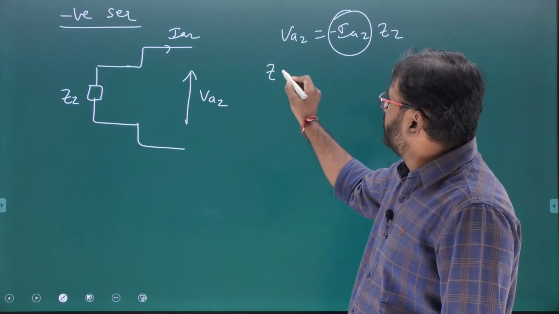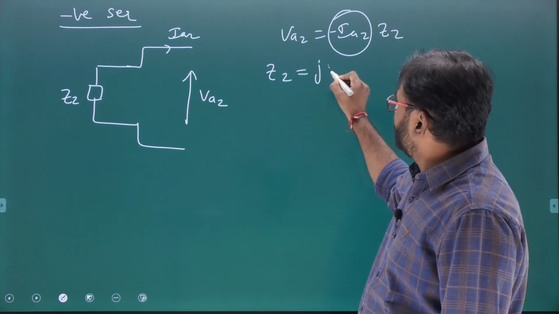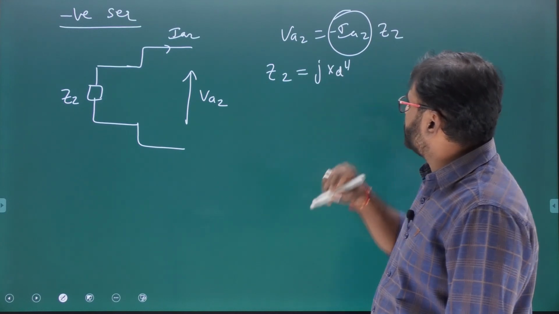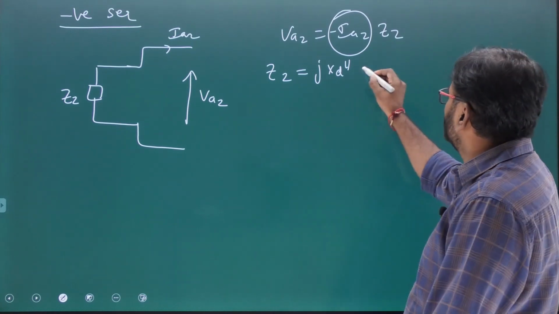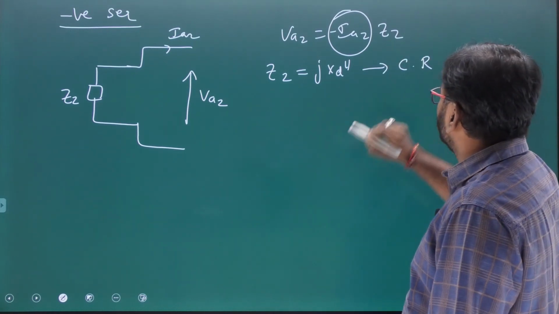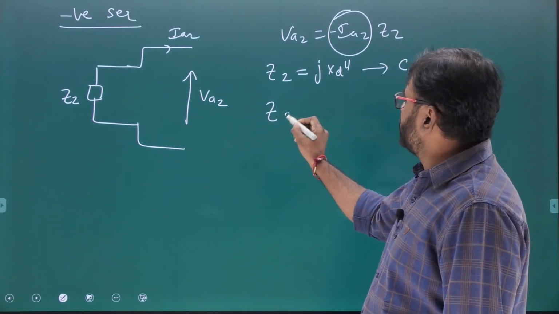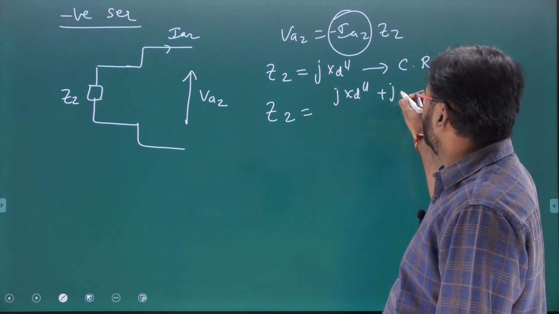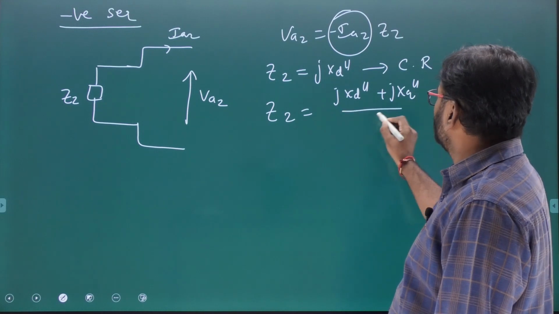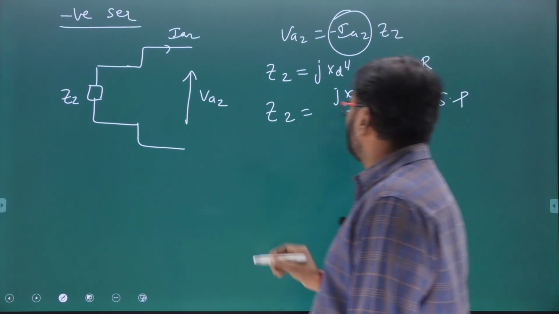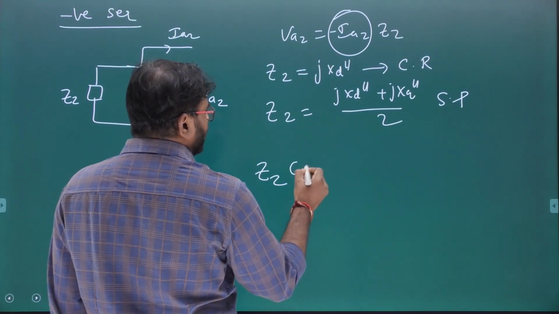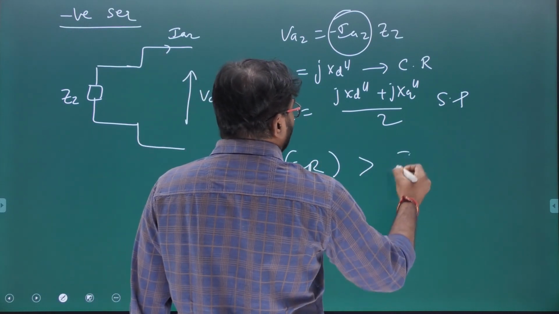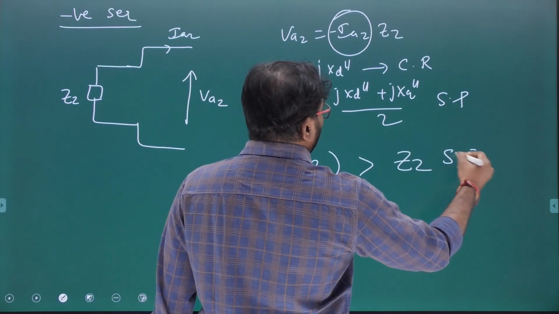But what is Z2? Irrespective of subtransient period or steady state period or transient period, it is always XD dash. This is for a cylindrical rotor synchronous machine. But for a salient pole synchronous machine, you need to take the average, (XD double dash plus XQ double dash) by 2. This is for the salient pole machine. That means Z2 for cylindrical rotor is always greater than Z2 for salient pole machine.